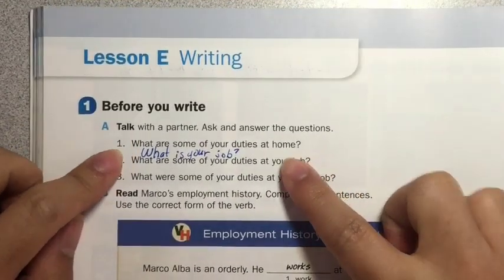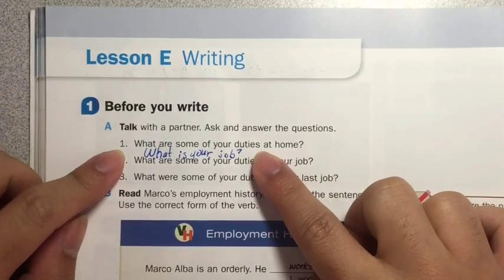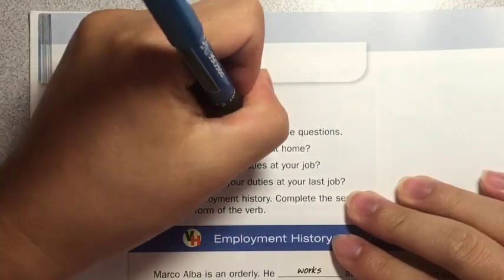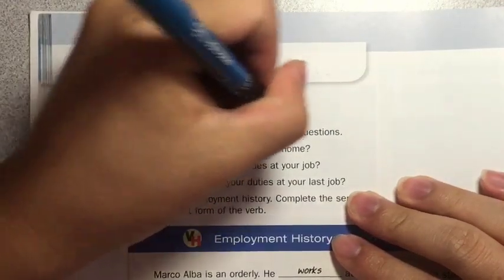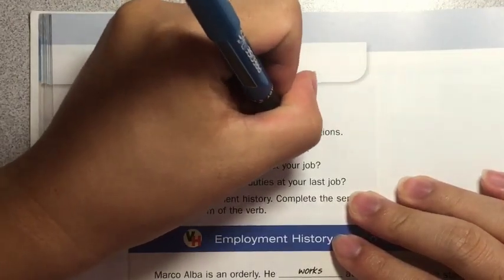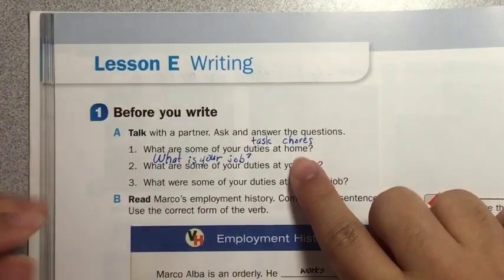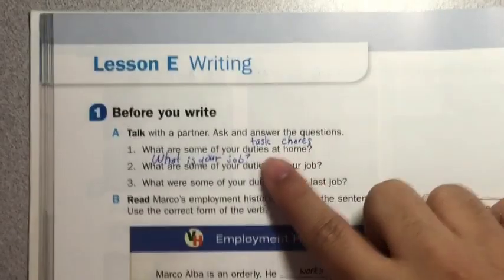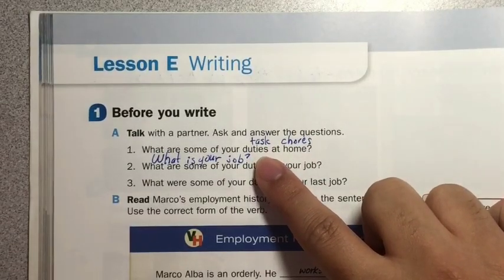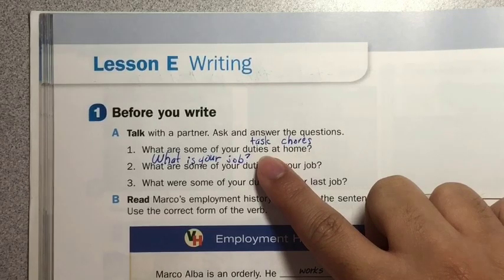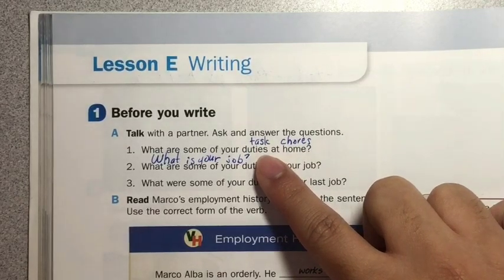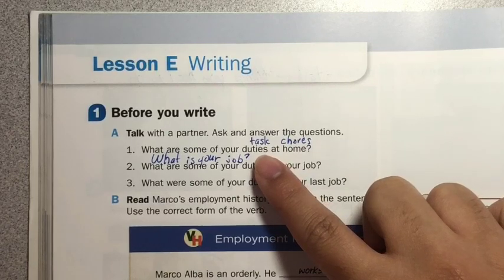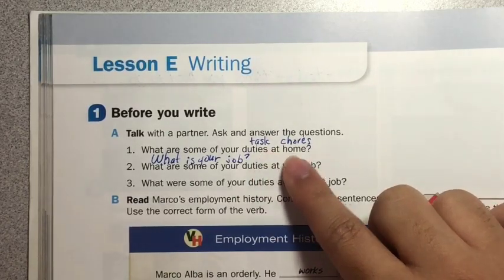Okay, 1. What are some of your duties at home? Remember, the word duties means task or chores. We can use the word chores for things you need to do at home. So what are some of the duties you have to do at home? Maybe you have to cook food, or clean the house, or wash the clothes, or help the kids with homework. What duties do you have at home?